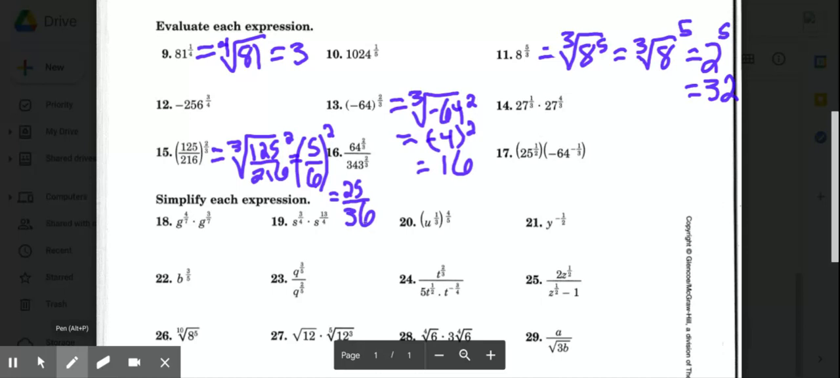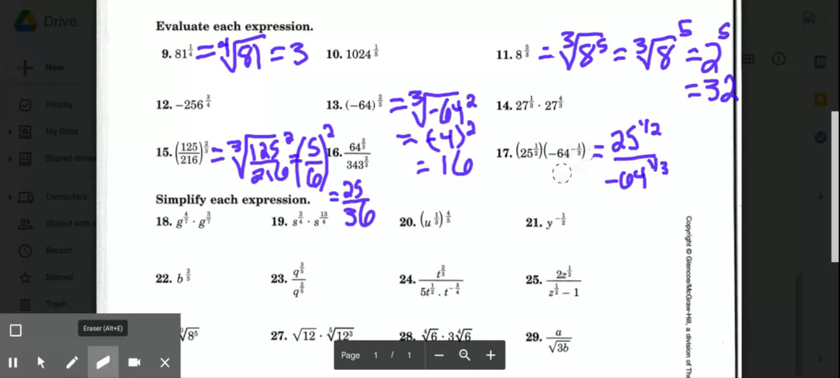All right, we'll do one more in this video before we move on to something else. Let's see. We've got a lot going on here. The first thing I'm going to do is get rid of negative exponents. Do you remember how to get rid of negative exponents? We move it down to the denominator. So this is 25 to the 1/2 over negative 64 to the 1/3. So that's how we get rid of negative exponents: we drop the whole thing down into the denominator, which is what I did.